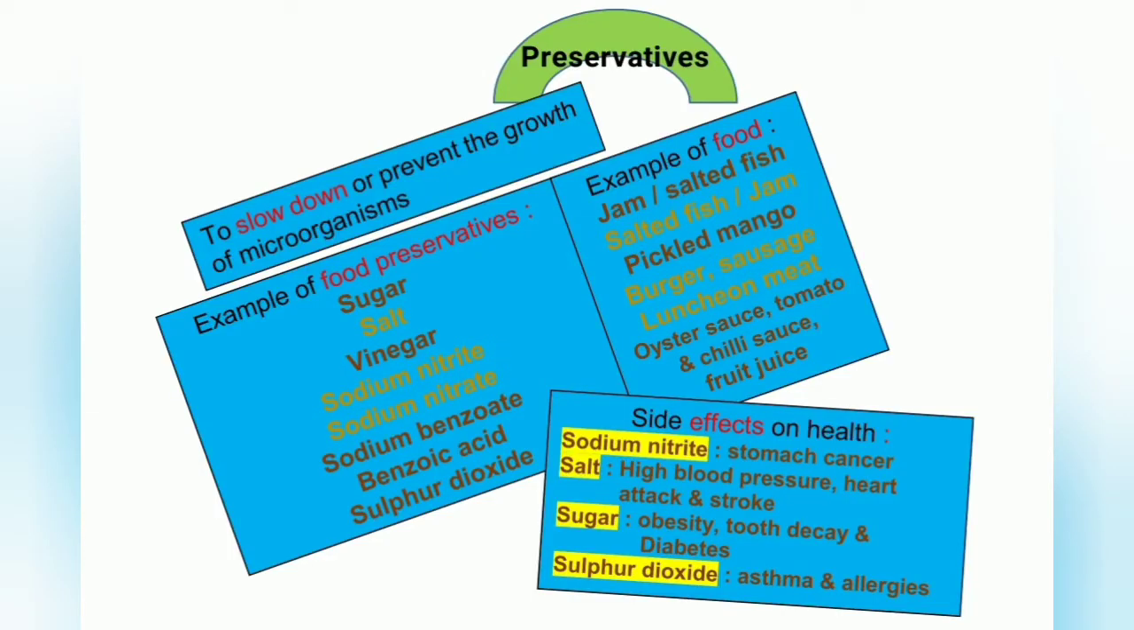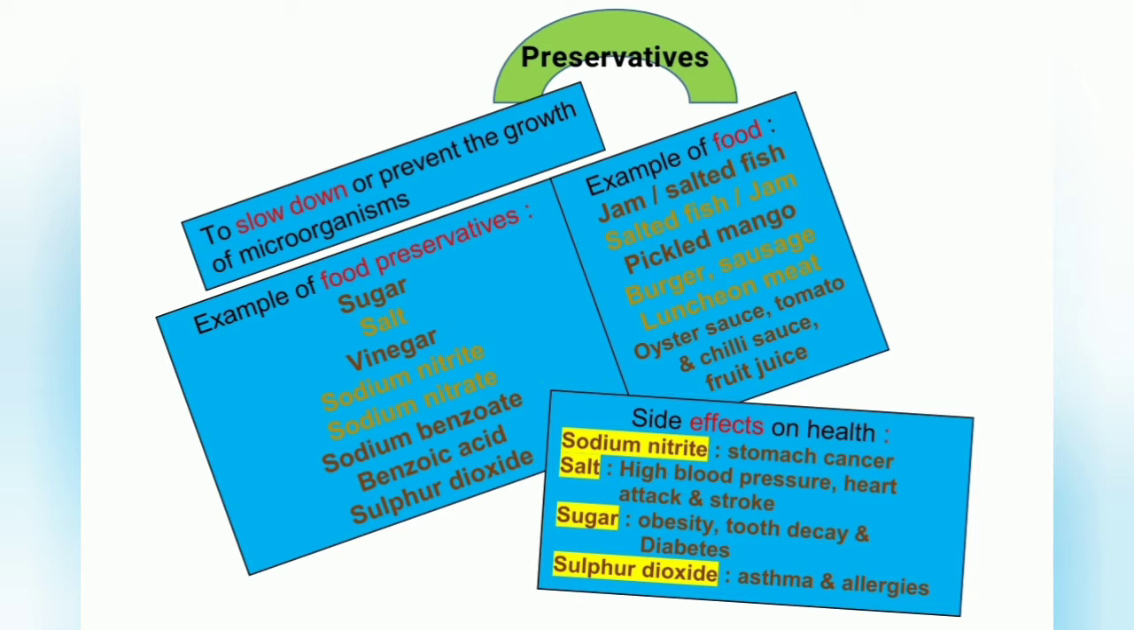Preservatives are substances added to food to slow down or to prevent the growth of microorganisms so that food can be kept for longer periods of time. Some preservatives can cause side effects on health. Sodium nitrite is added to meat to preserve and to stabilize its red color. However, sodium nitrite can cause stomach cancer. During cooking, the nitrites produce nitrous amines which are carcinogenic.